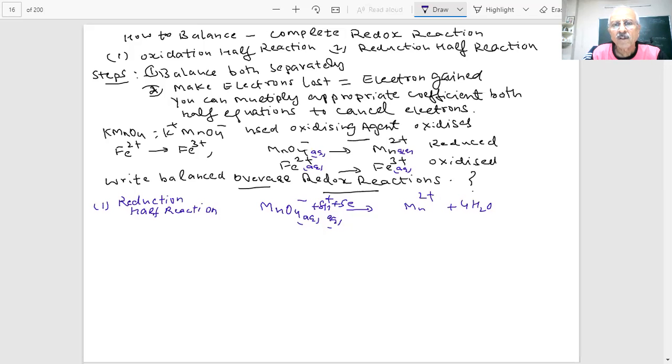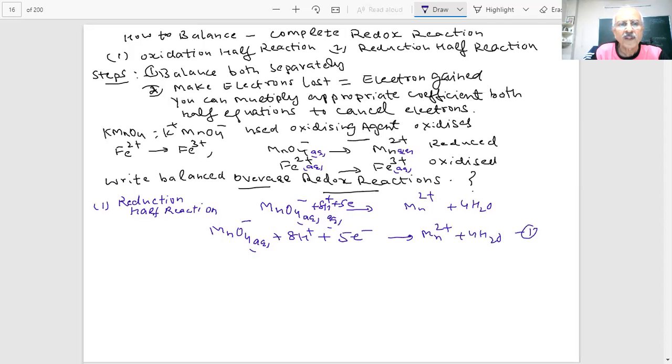On the left side, there is plus 7 charge, and on the right side, there's plus 2. So how will you balance the charges? What is the final equation? 8H plus, then you'll add 5 electrons to the left side. And what is then? Mn2 plus and 4H2O. It is balanced. Equation 1.